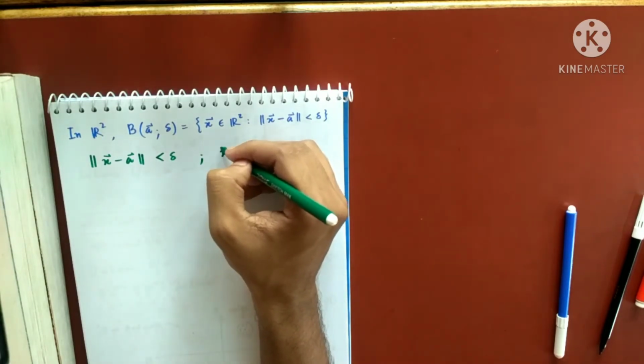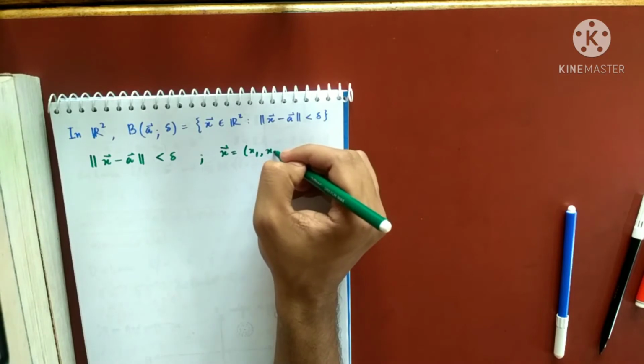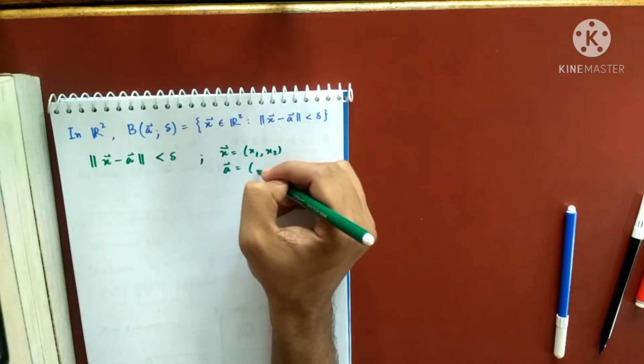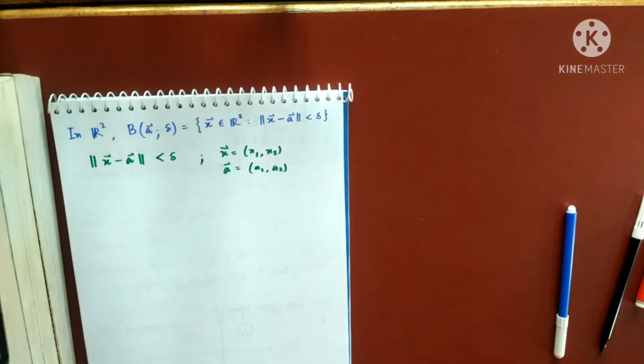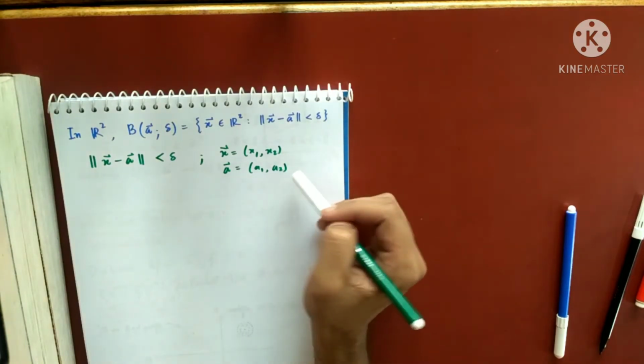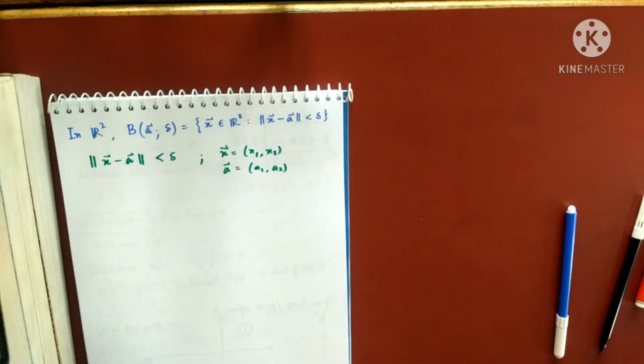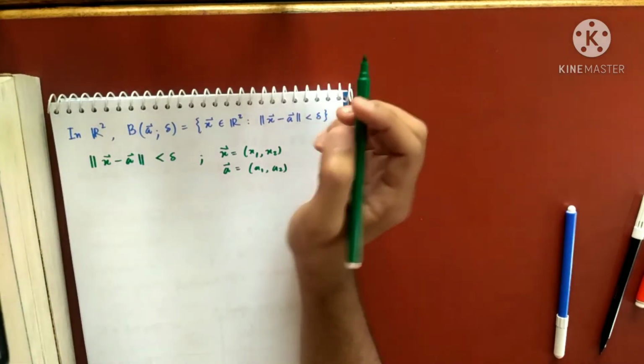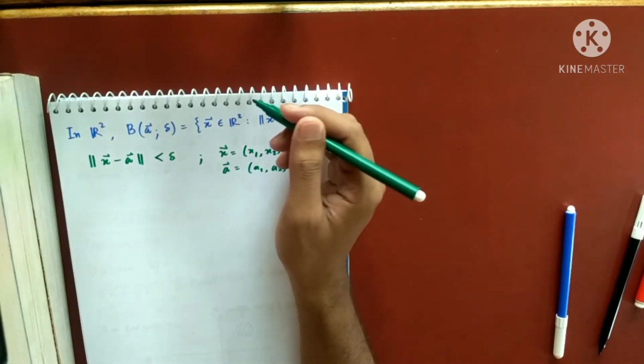Suppose x has components x1, x2 and a has components a1, a2. Can anybody tell me what is the norm of x minus a in this case? I had already taught you the definition of a norm. Tell me, I'm not going to tell you. x1 minus a1 whole square plus x2 minus a2 whole square. Very good. What Rajiv said, I guess that was Rajiv, is exactly correct.